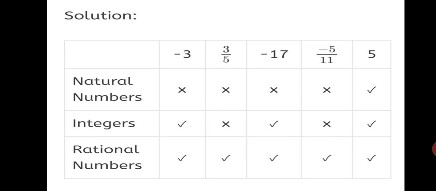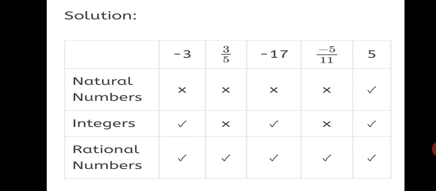Minus 17 upon 1. Minus 5 upon 11. Is it a natural number? Sorry, minus 5 upon 11 is not a natural number. Is it an integer? No. Is it a rational number? Yes. So a negative fraction is also called a rational number. It comes under rational numbers. 5. It is a natural number. It is an integer and it is also a rational number. So by now you have understood what are rational numbers. Okay, it includes all sets of the numbers which you have learned already.